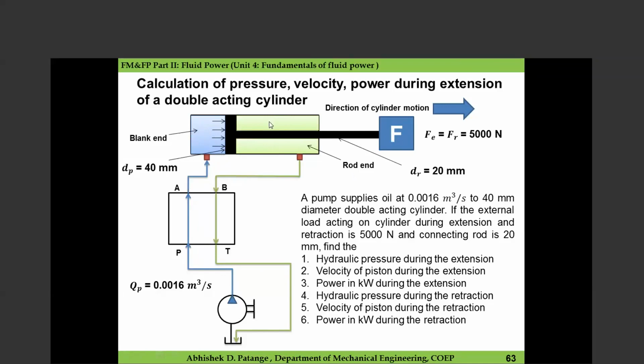But pressure will not be generated on the rod end side because it is directly connected to the tank. So now let us try to calculate the pressure during the extension.